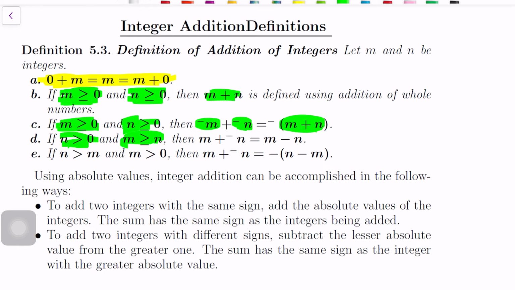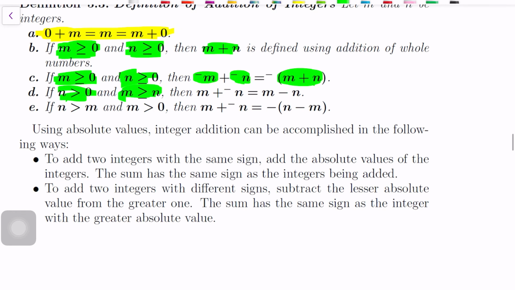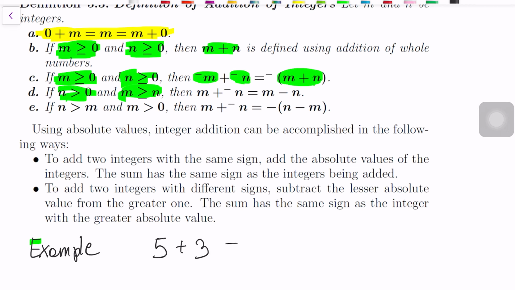Okay, but those rules seem complicated. We know most of them, so really the way you would describe it to kids would be the following. To add two integers with the same sign, add the absolute values of the integers and then keep the sign of those numbers. So, an example: adding two integers of the same sign. Obviously 5 plus 3 will be 8. Both numbers are positive.